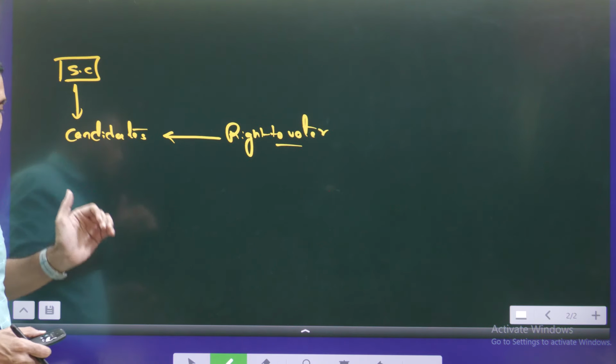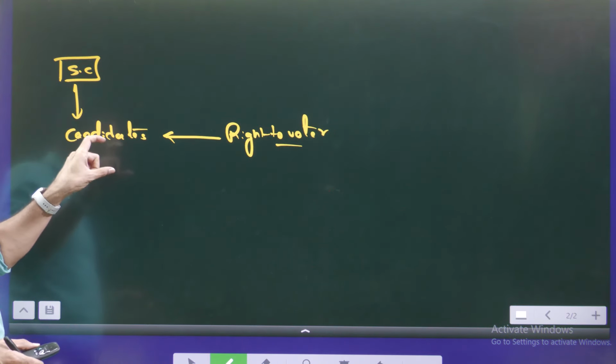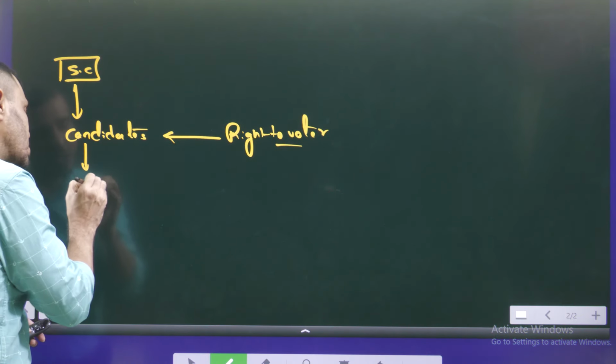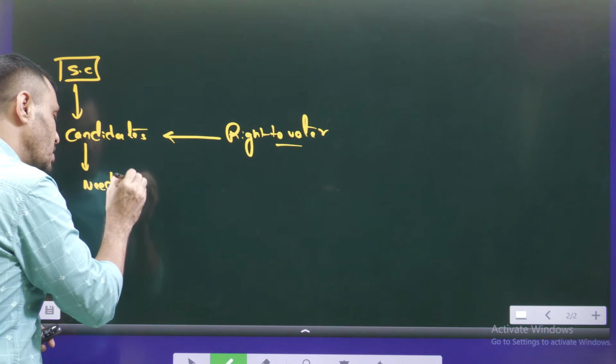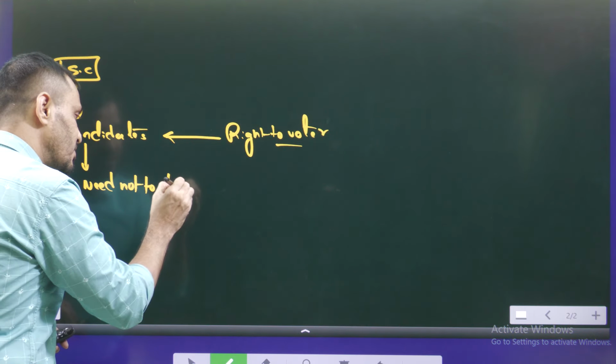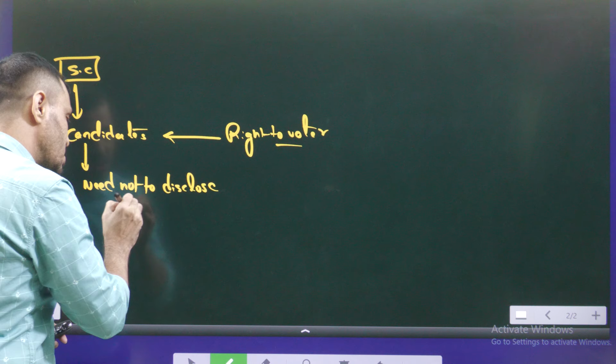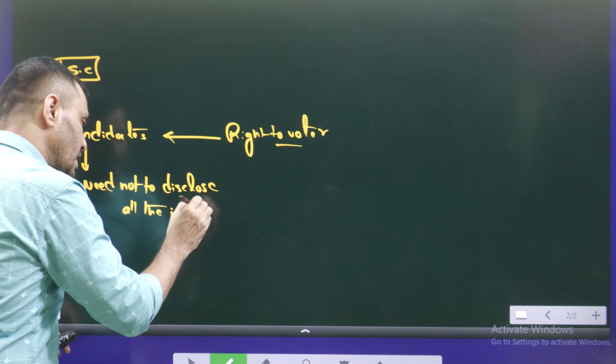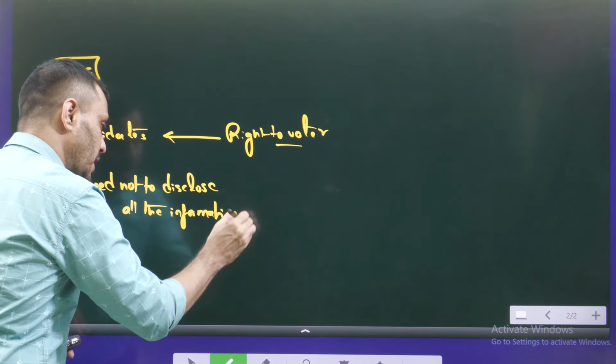And the candidate appealed to the Supreme Court, and the Supreme Court gave a favorable judgment to the candidate, and the Supreme Court observed that the candidate need not disclose all the information. That is the very significant thing we have to remember here.